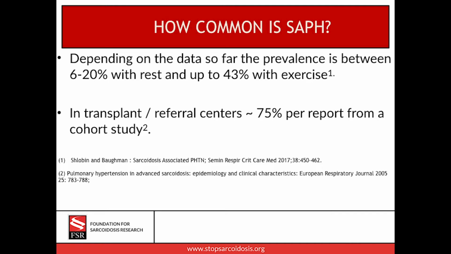The reason I say that is from the studies that we have so far, the incidence is anywhere between 6% in the community and about 20% in a referral center. And if you put people on a treadmill and see if they have pulmonary hypertension, it goes higher, from a very old report. Now, if you go to a transplant center and sample, the prevalence of disease is as high as 75%, meaning two-thirds of patients waiting for lung transplant due to sarcoidosis have pulmonary hypertension.